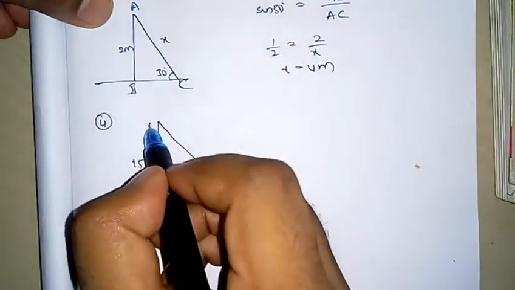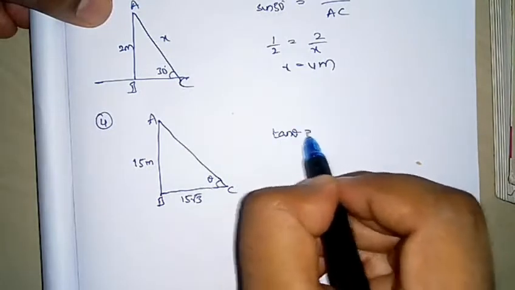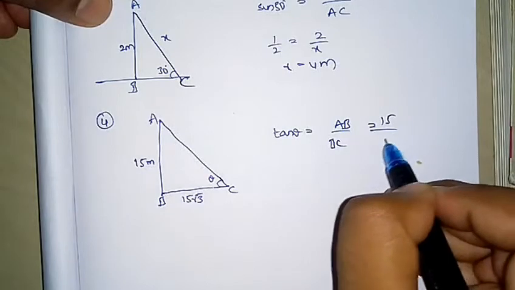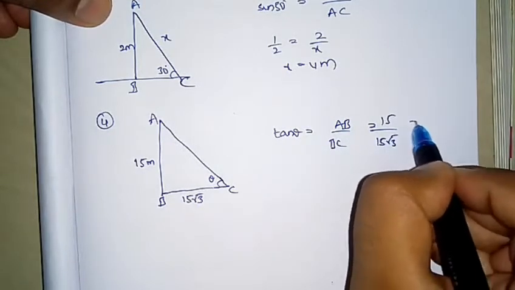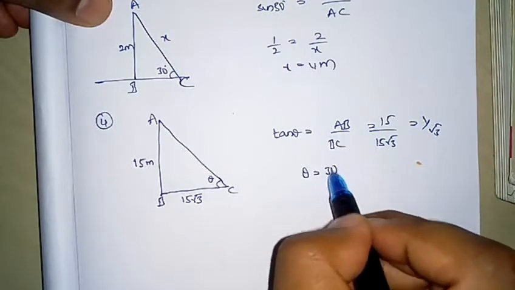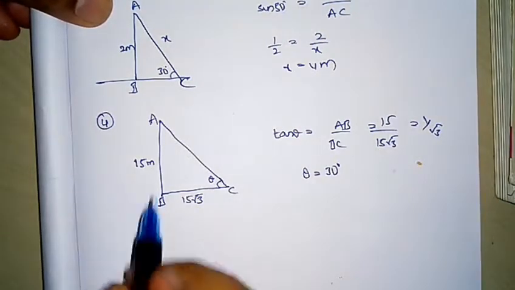So what is the theta? Let this be A, B, C. Tan theta is AB by BC, which is equal to 15 by 15 root 3, which is equal to 1 by root 3. You know that tan 30 is 1 by root 3, so theta is equal to 30 degrees. Let's check the answer. Yeah, it's 30 degrees. Next, fifth question.